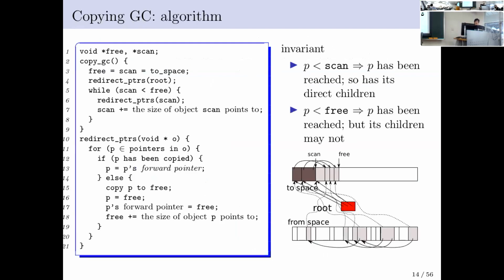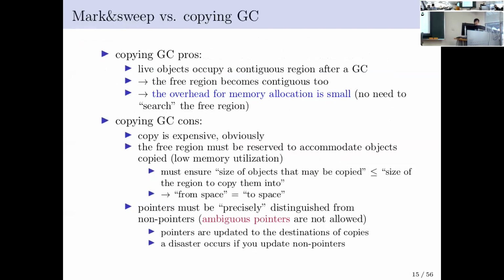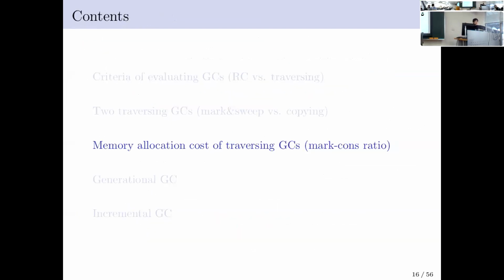This was not an issue for mark-and-sweep collectors, because they don't change the value of pointers in any way.